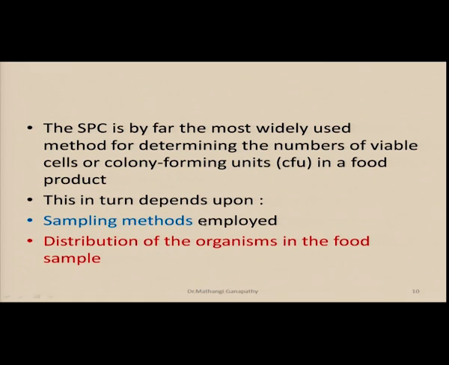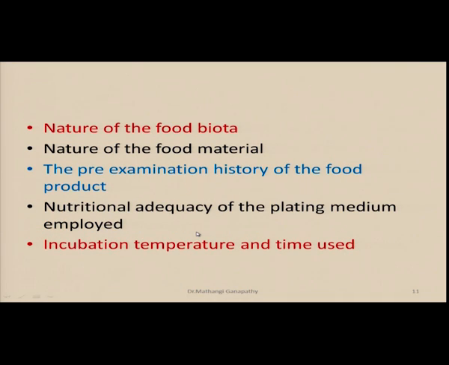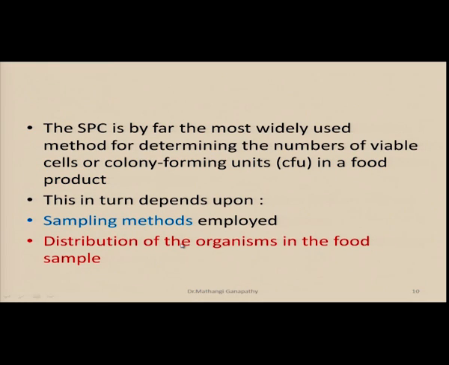This, in turn, the count or enumeration of the number of CFUs, depends upon the sampling method which we use, and also the distribution of the organisms in the food sample. Third, the nature of the food biota, the nature of the food material, the pre-examination history of the food product, the nutritional adequacy of the plating medium employed, and the incubation temperature and time used. Now, sampling methods: if I have a 10 gram sample, how much did I use, how many random samples did I take, that is number one. Number two, in that particular food sample, what is the distribution of the microbe you are looking for.